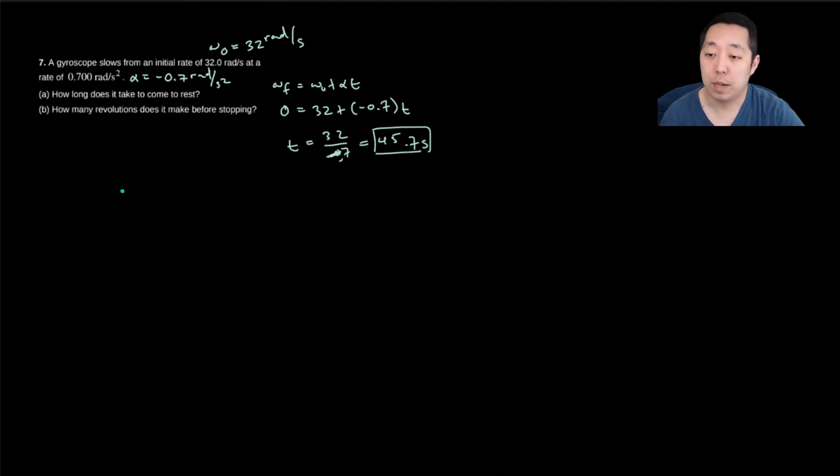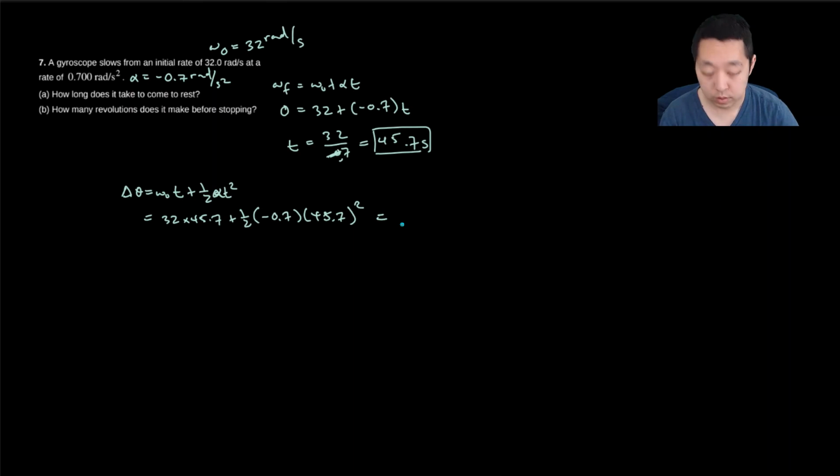How many revolutions does it make before stopping? Well, delta theta is equal to omega naught t plus 1/2 alpha t squared. So the number of radians that it sweeps out is going to be 32 times 45.7 plus 1/2 times negative 0.7 times 45.7 squared. That's 731 radians. Then I simply divide this by 2 pi, or multiply by 1 revolution per 2 pi radians, to get the number of revolutions. I get 116 revolutions.